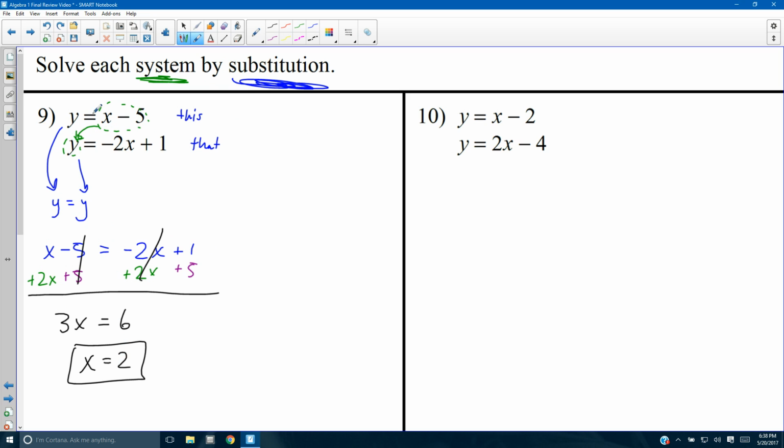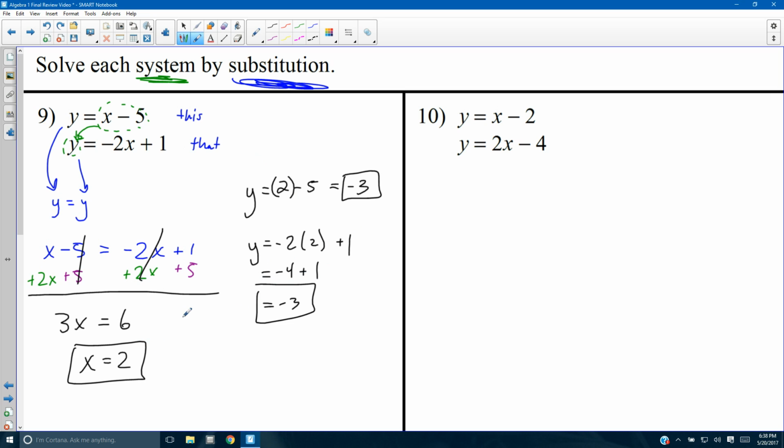x is 2. You can substitute it into either equation. It should work out. Just for the sake of argument, I'll do both of them. y equals 2 minus 5. That's the top equation. Which would be negative 3. Or y equals negative 2 times 2 plus 1, which is negative 4 plus 1, which is negative 3. No matter which equation I plug this value into, I should be getting the same exact result. And again, this is the only x, y value that works for both of them. So your final solution is 2, negative 3. Ordered pair. Remember, point of intersection.